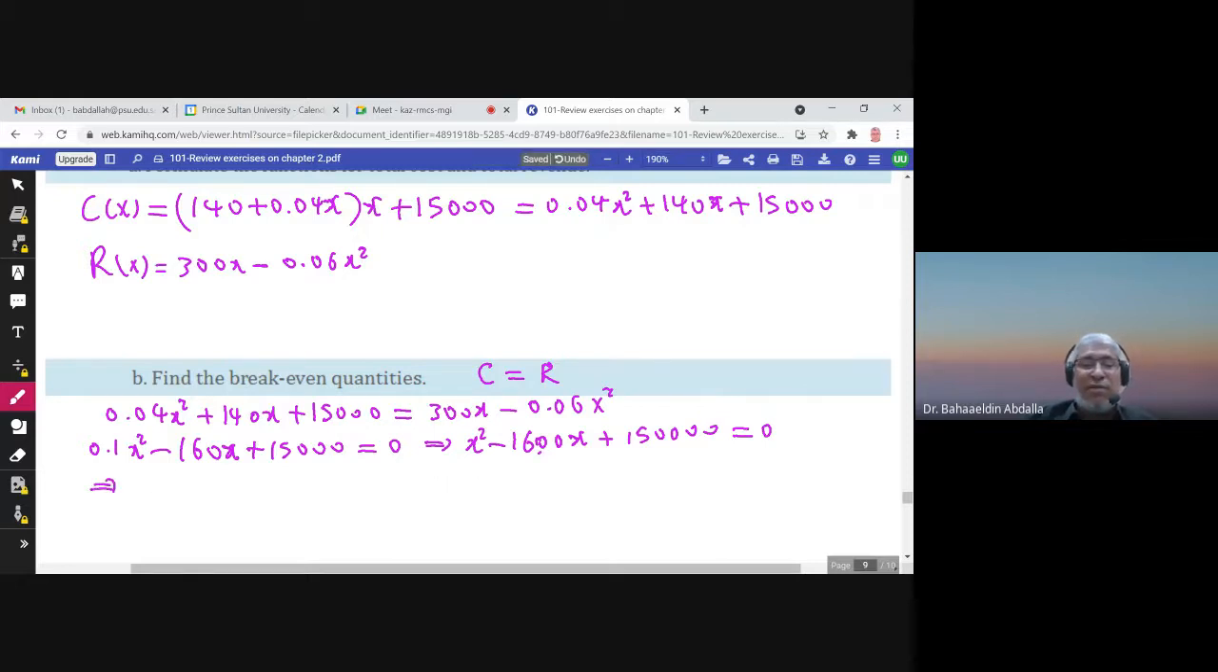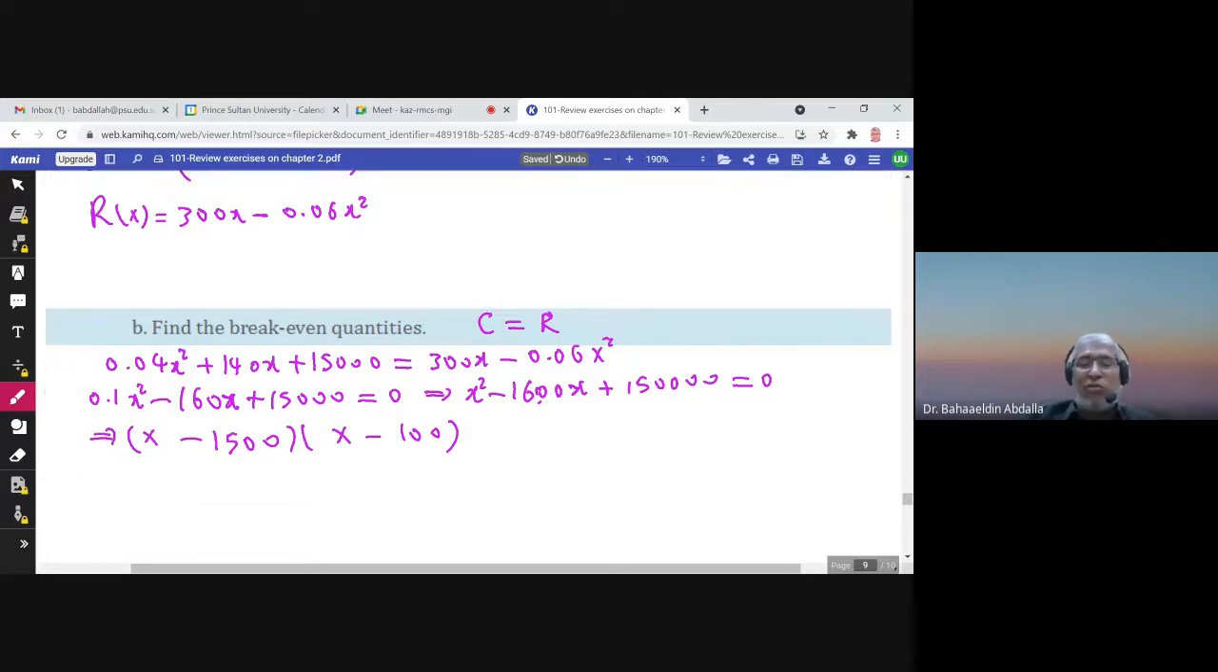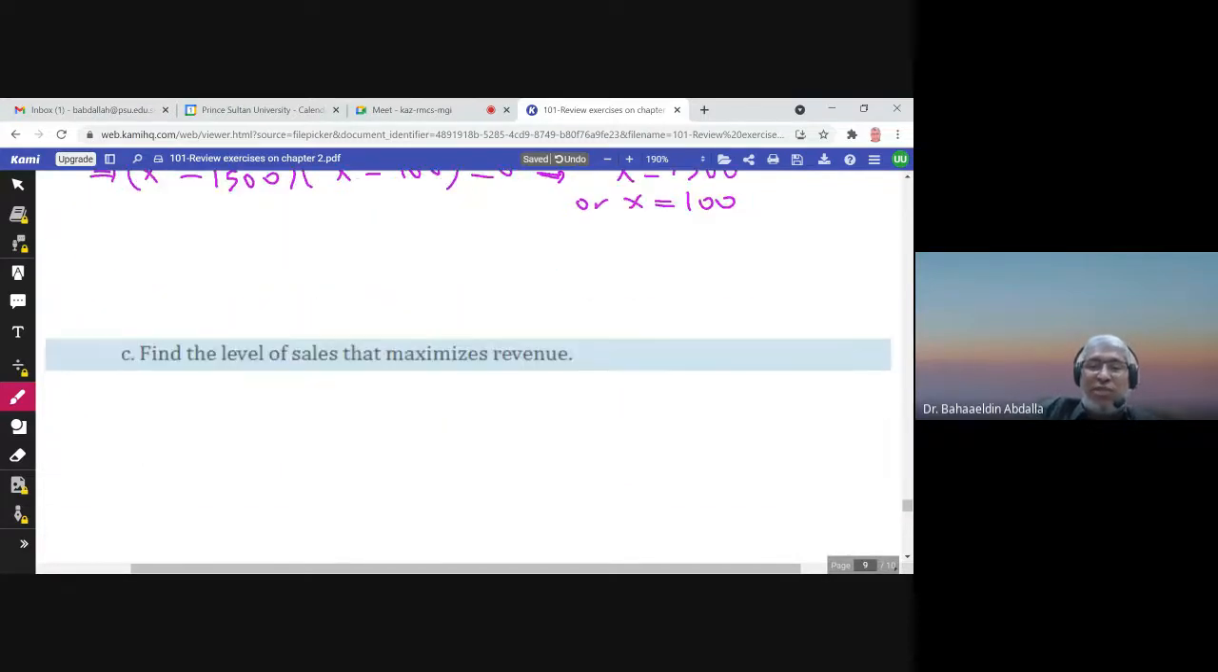And if I use negative 1,500 and negative 100, then the total would be negative 1,600 and the product would be like this. So I have two break-even quantities. Either x is 1,500 or x is 100. So there are two break-even quantities.